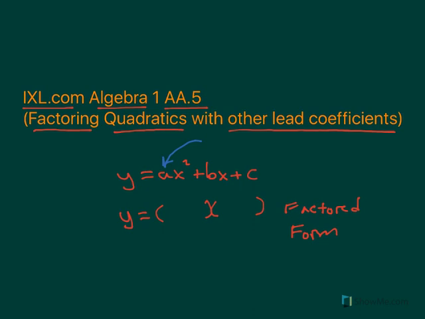So yesterday we studied factor by grouping, module AA.7. So we're going to do factor by grouping and using what we learned in the other module AA.7 to factor these problems. And let's just go ahead and look at some examples from IXL.com.